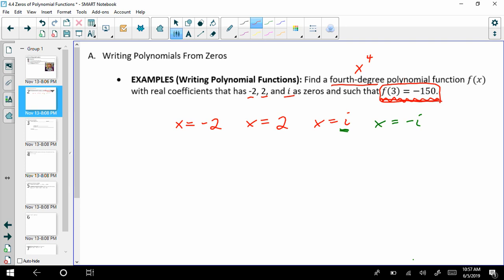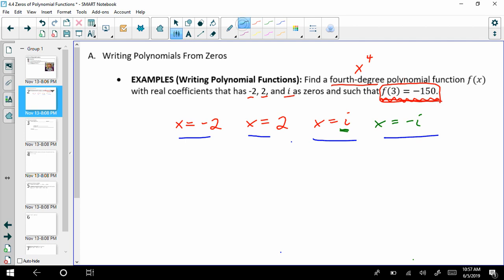And notice, if you think about it, it should make sense. How many things do I have written down? 1, 2, 3, 4. That's how I'm going to get the x to the 4th. If you forget the 4th one, you're not going to end up with x to the 4th at the end. So now we're literally going to solve everything in reverse.